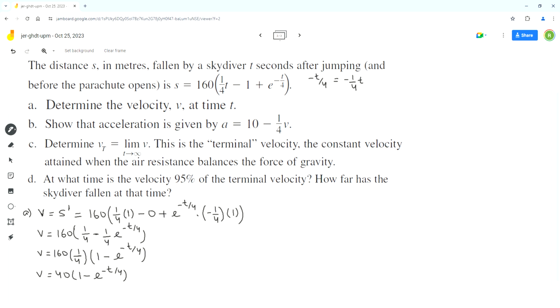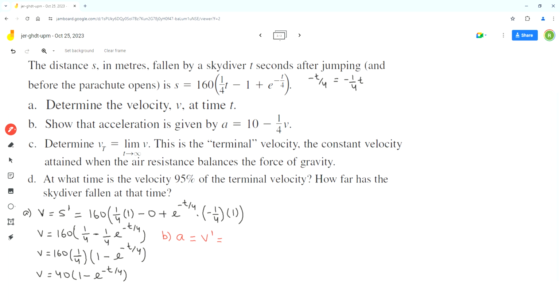Now we can analyze part B. Show that the acceleration is given by a equals 10 minus 1 over 4 v. So for part B, we have to calculate the acceleration, and we know the acceleration is equal to the derivative of the velocity function. So we'll find the derivative of the velocity function we found in part A. So a, which is the acceleration, is equal to v prime.